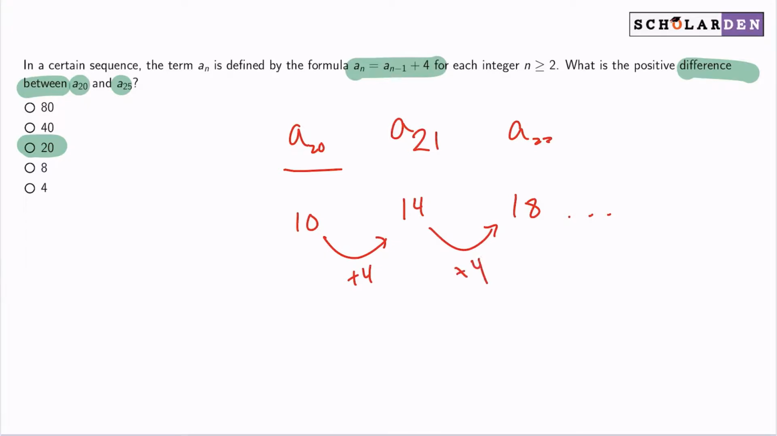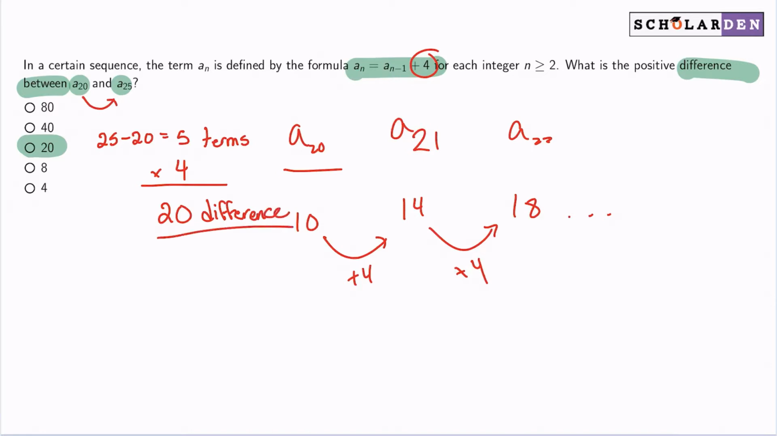So essentially what I'm getting at here is, we're adding 4 how many times? How many terms are between 20 and 25? That will be 5. So there's 5 essentially moving on to the next term 5 times. That means we'll be adding 4 five times, so we multiply 4 by 5, giving us 20 as the total difference. Just like that.